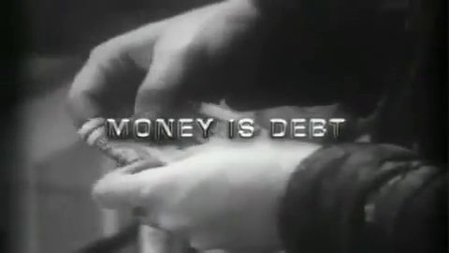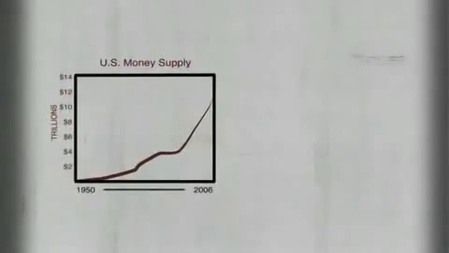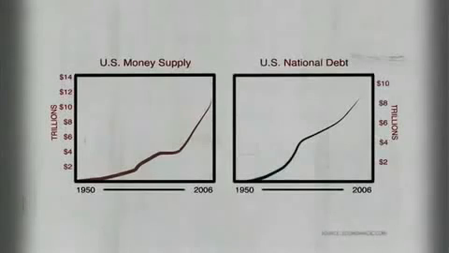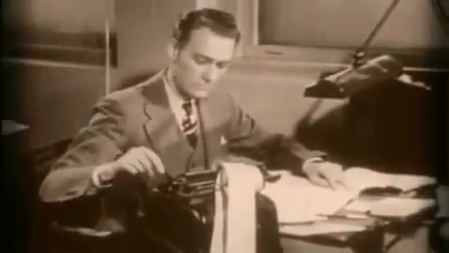For in our financial system, money is debt. And debt is money. Here is a chart of the U.S. money supply from 1950 to 2006. Here is a chart of the U.S. national debt for the same period. How interesting it is that the trends are virtually the same. For the more money there is, the more debt there is. The more debt there is, the more money there is.